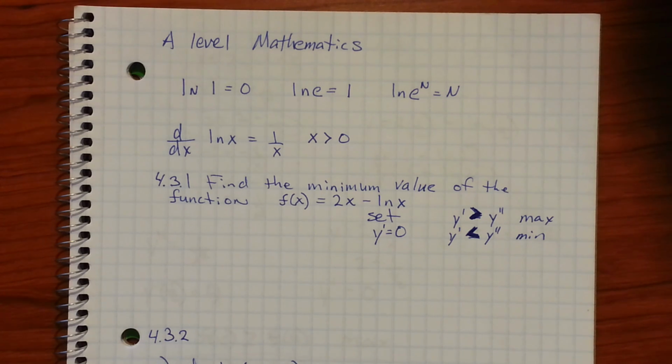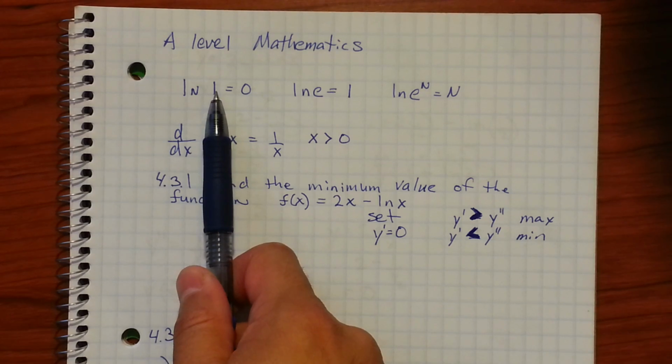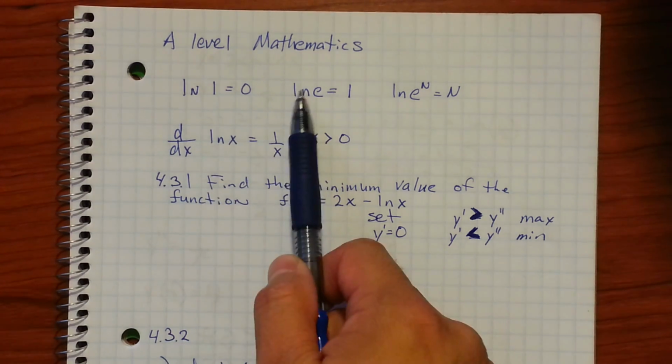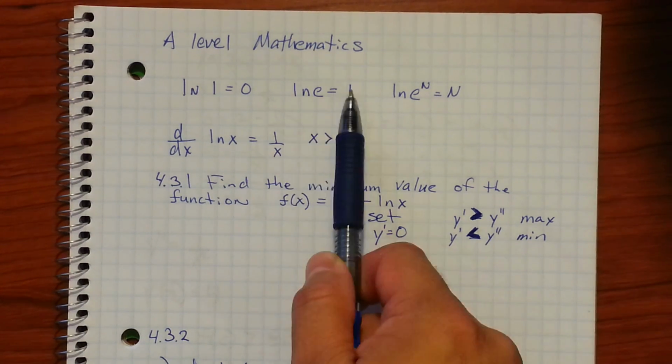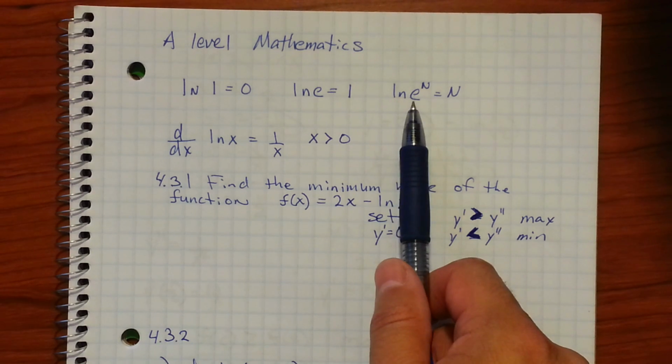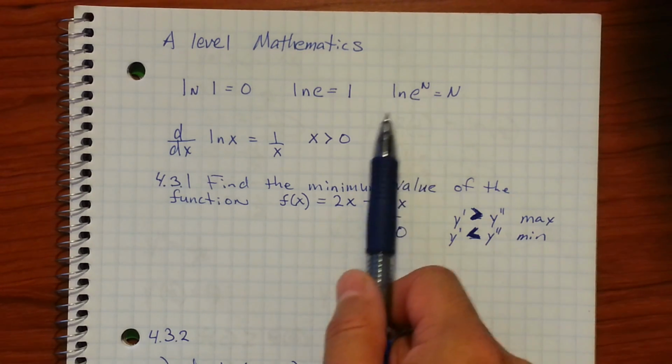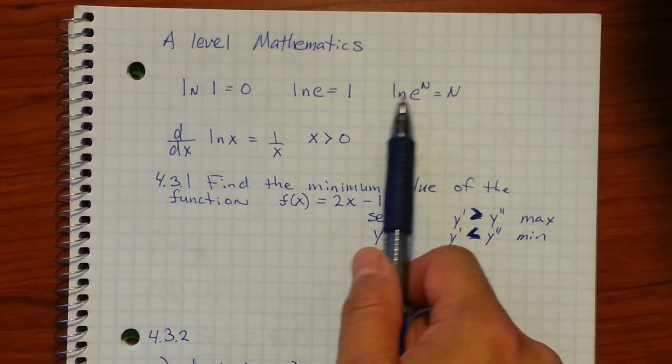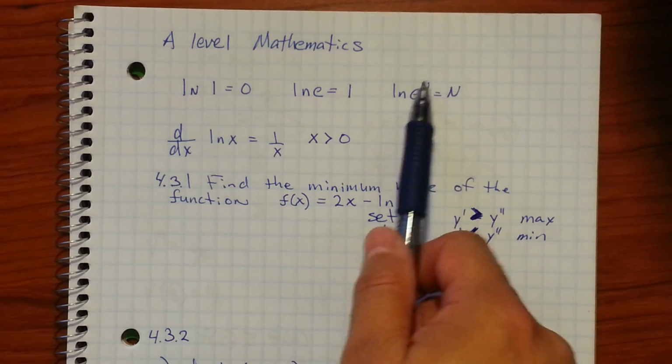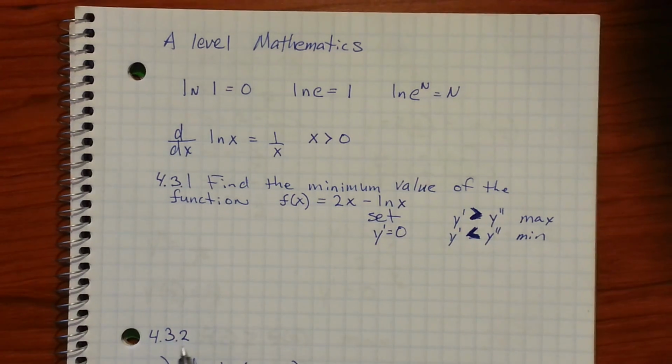This is A-level mathematics covering differentiating ln. There are some basic rules about ln that I need to cover. If I had ln of 1, that would give me 0. ln e gives me 1. And ln e to the n, because my ln and e cancel out, will leave me just with n, whatever my exponent is.